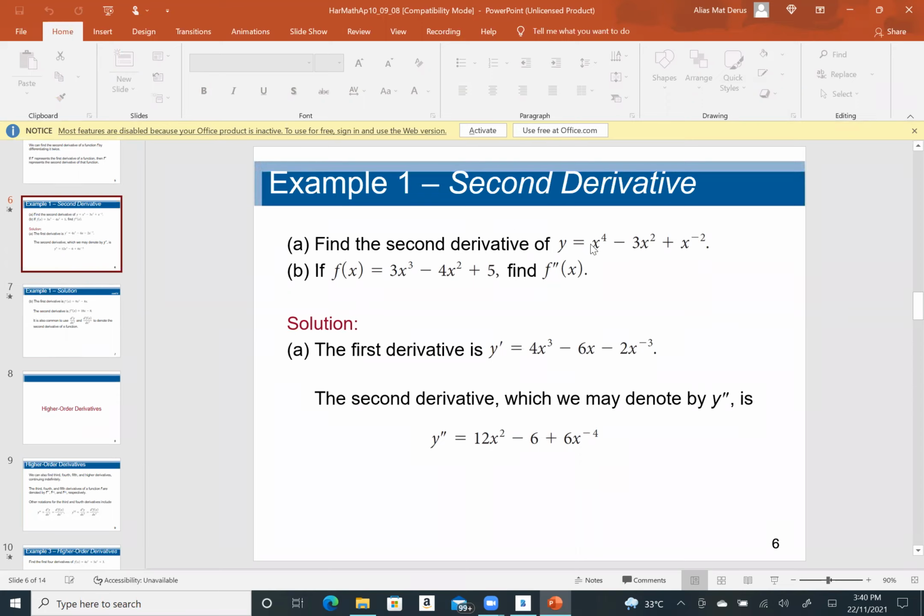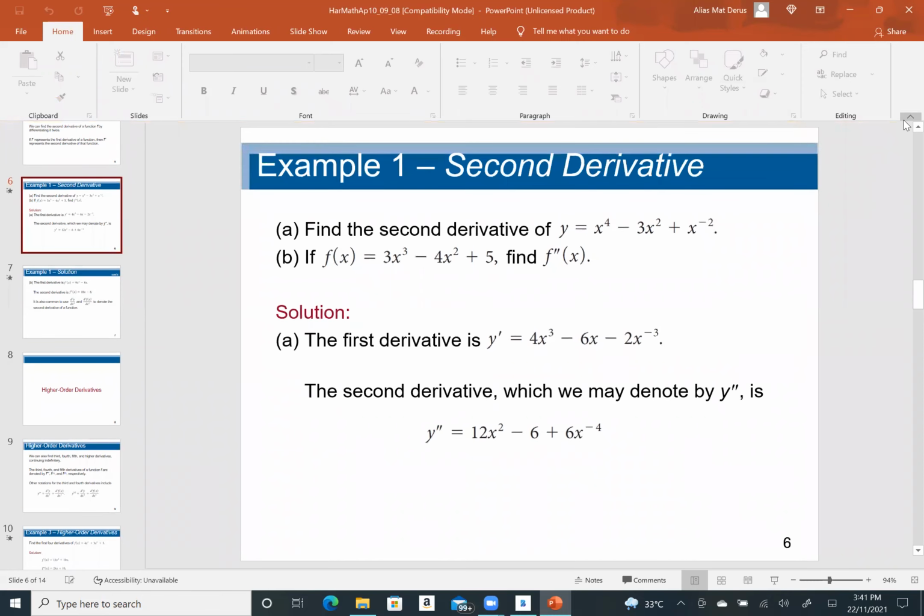So you have A as the function, and then you want to find the second derivative. In order to find the second derivative, you have to do the first derivative first. So the first derivative is y prime equal to this function. Now that is a function, you see here it is in terms of x.